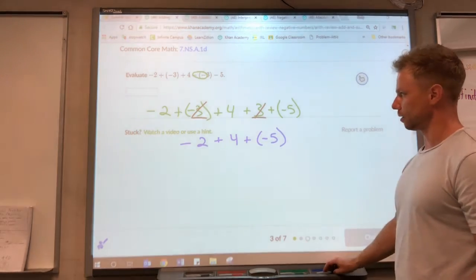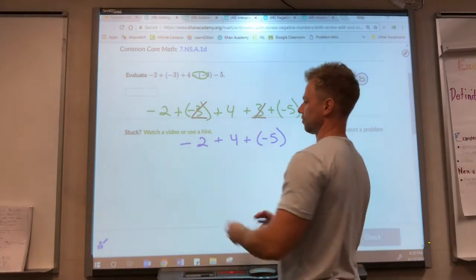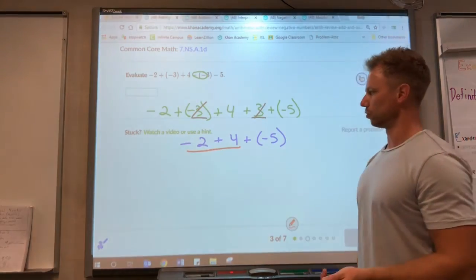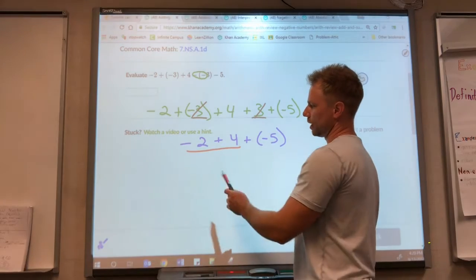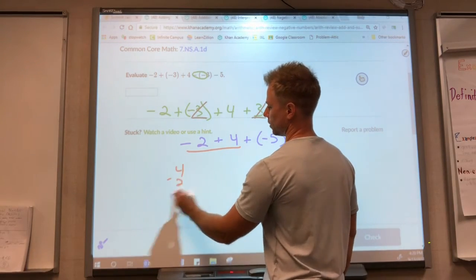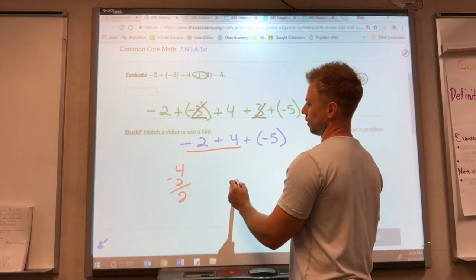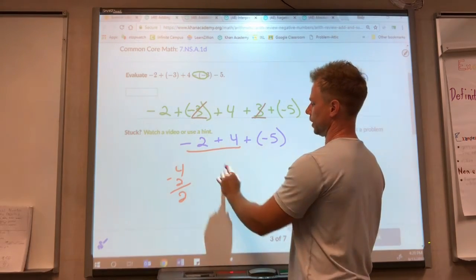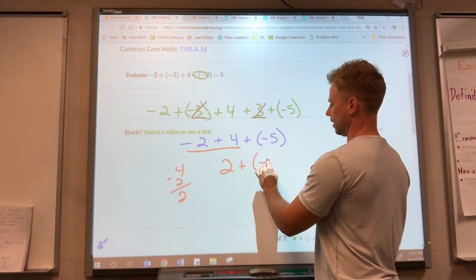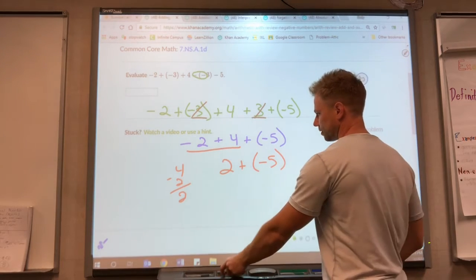And we'll just take these numbers 2 at a time. Take the first 2. You might be able to do this in your head, but I'm going to go through the rules. We have a negative and a positive. They are unlike, so we will subtract. 4 minus 2 is 2. Keep the sign of the bigger number. 4 is bigger. It's positive. That's going to be a +2. And then we add -5, what we have left.